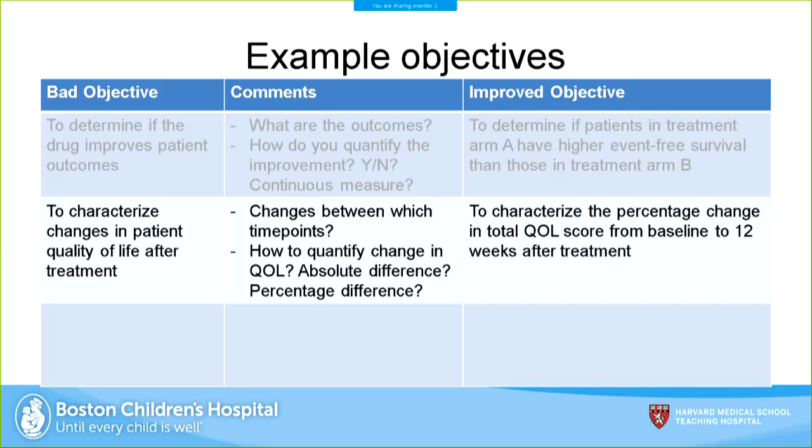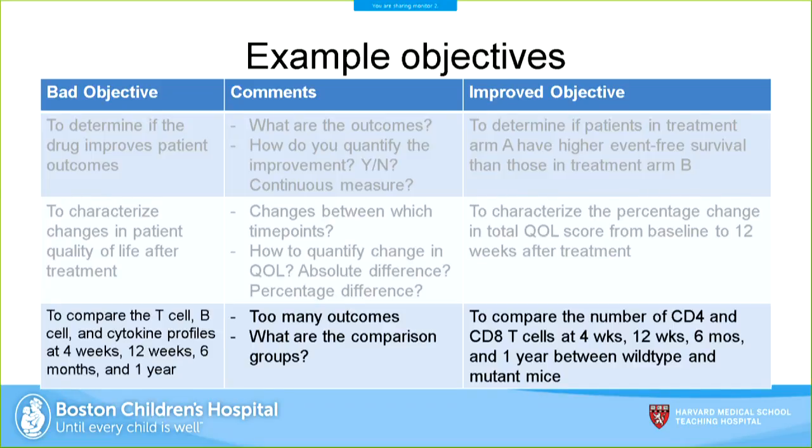So here's another example, to characterize changes in patient quality of life after treatment. So the question would be, what time points are we comparing between, and how are we going to quantify the change? Is this an absolute difference in the change, or is it a percentage difference? So an alternative objective would be to characterize the percentage change in the total quality of life score from baseline to 12 weeks after treatment. So this would be an example of a descriptive objective.